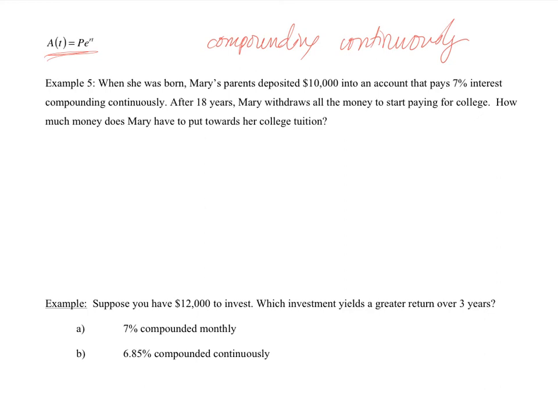So let's say Mary's parents deposited $10,000 in an account that pays 7% interest, compounding continuously. If you were to read that type of a word problem on a quiz or a test, you should know immediately that you're dealing with the PERT formula. So let's substitute in what we know. P, the initial amount, is 10,000 times e to the rate of 0.07, since it was 7%, t.